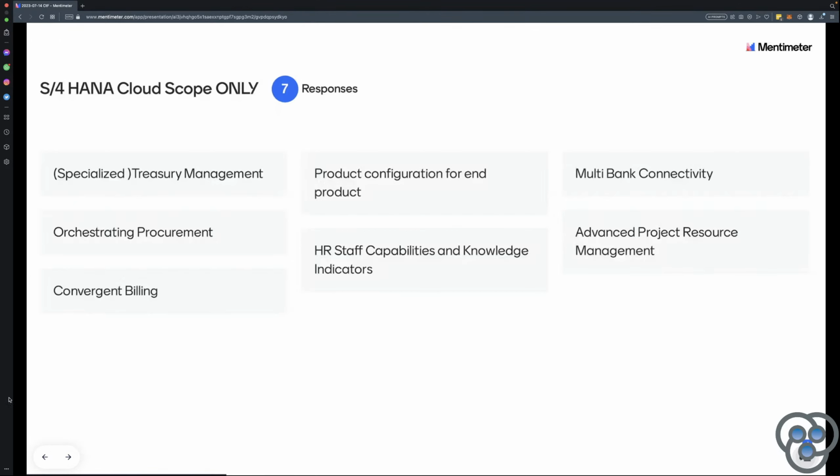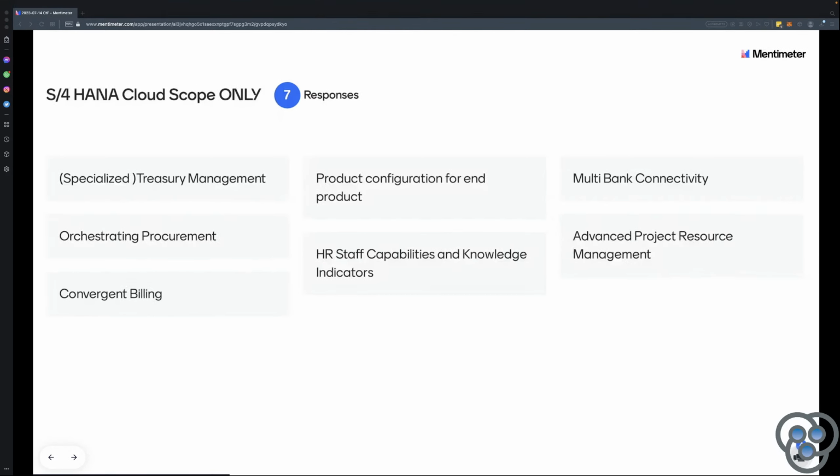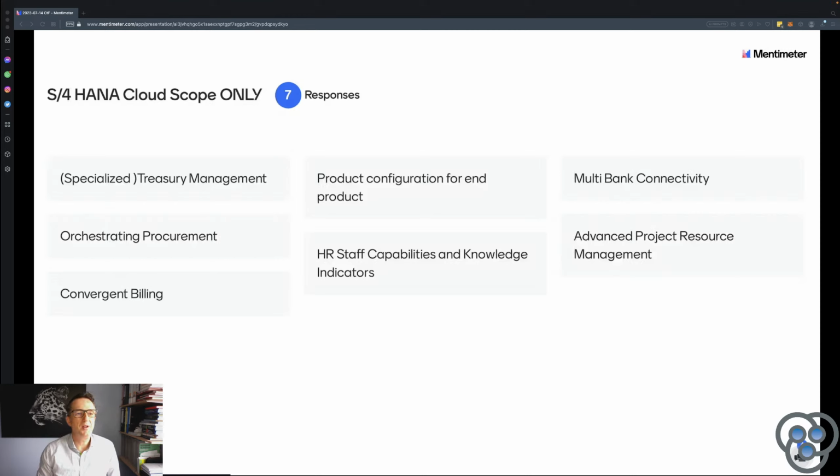So that's what we had yesterday. We did a poll about which functionalities are S/4HANA Cloud scope only. So that means, do you know any functionalities which are not in SAP Business ByDesign and only in SAP S/4HANA Cloud? So this was what we collected as these answers.